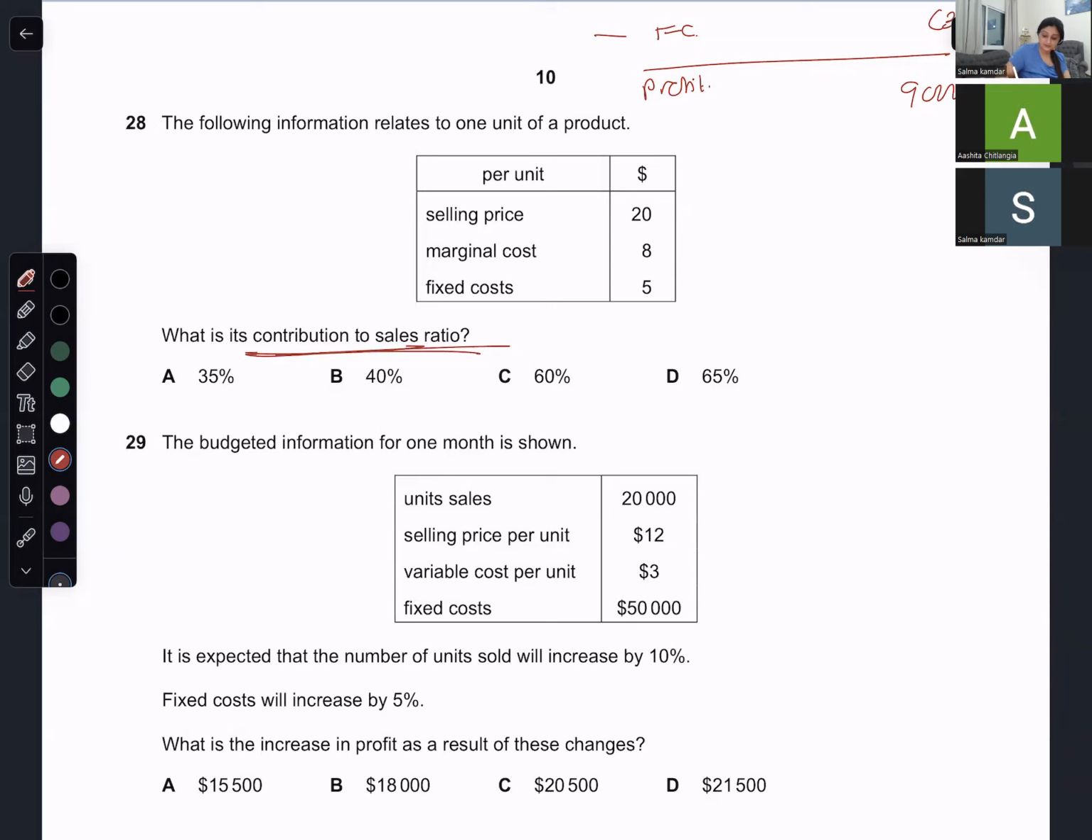Contribution to sales ratio. What is the formula? Contribution upon sales into 100. What is the contribution? 12. Sales 20. So the C/S ratio is 60 percent.